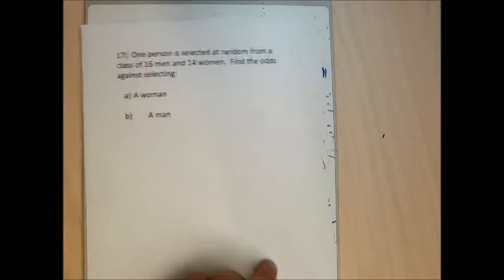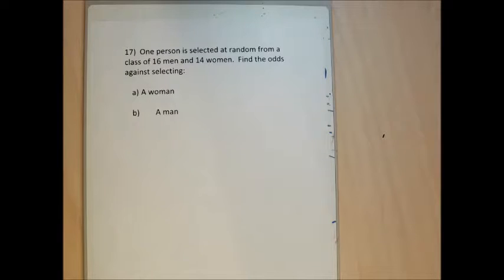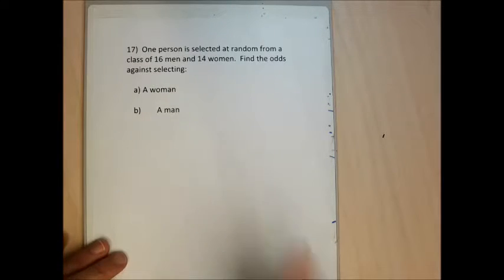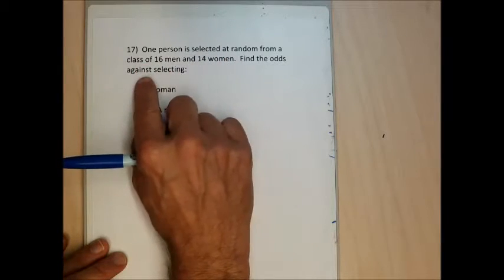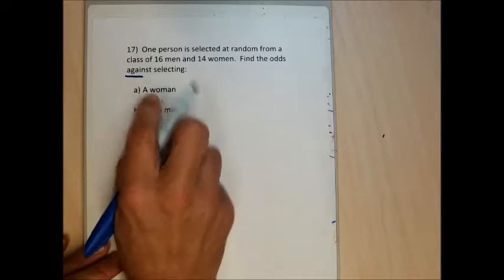Let's work through 17 together, because I don't really have an even number problem like it. Maybe you can pause the video and give it a try. So, for 17A, one person is selected at random from a class of 16 men and 14 women. Find the odds against selecting a woman.